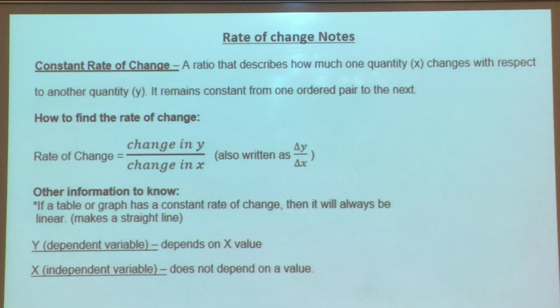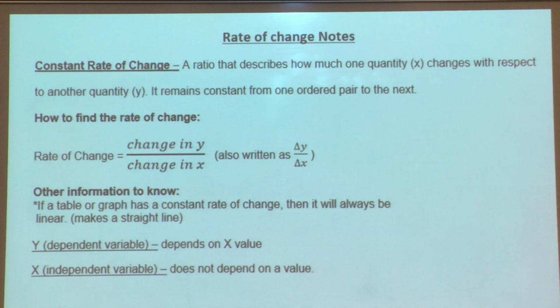So here are just some basic notes. What is a constant rate of change? Well, the rate of change is a ratio that describes how much one quantity changes with respect to another quantity. And here you're going to be dealing with x and y. So x changes and x causes y to change as well. So it remains constant from one ordered pair to the next.